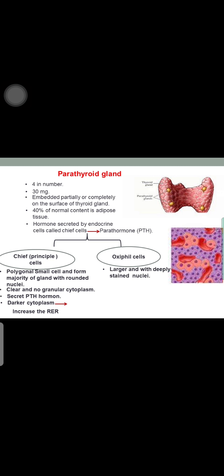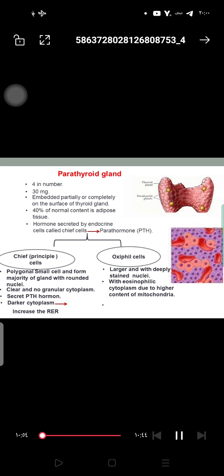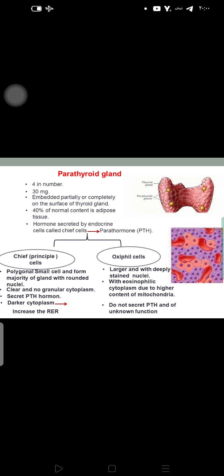The oxyphil cells are larger in size, with deeply stained nuclei and eosinophilic cytoplasm due to the higher content of mitochondria. They do not have a recognized function or produce any type of hormones.